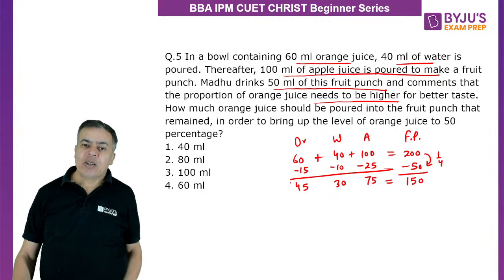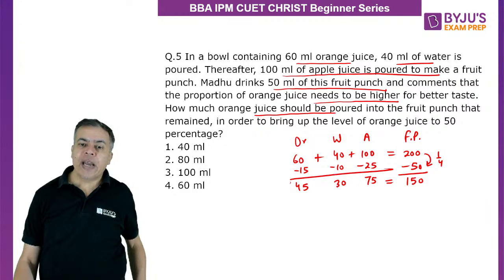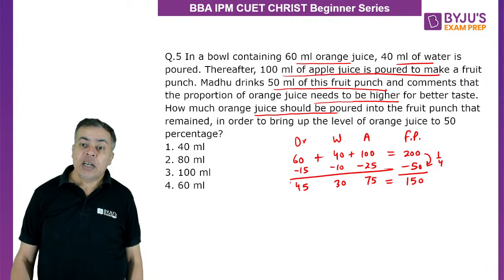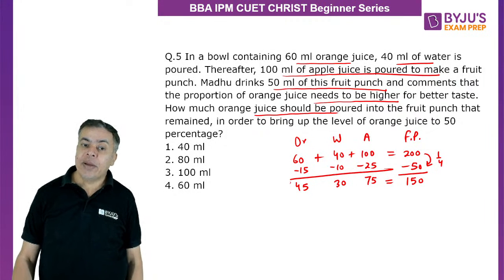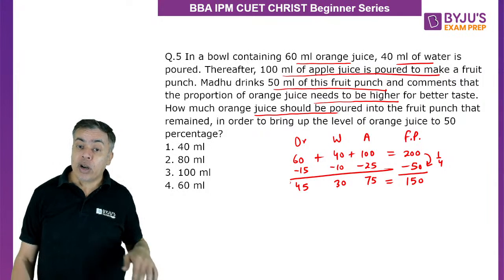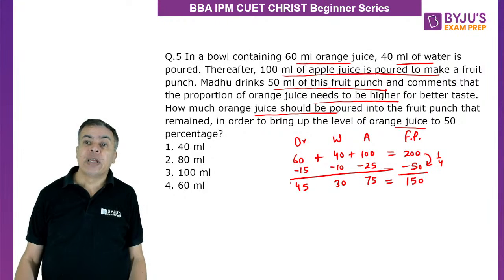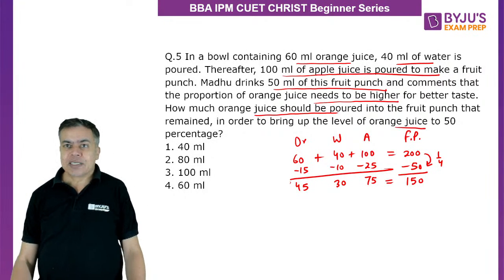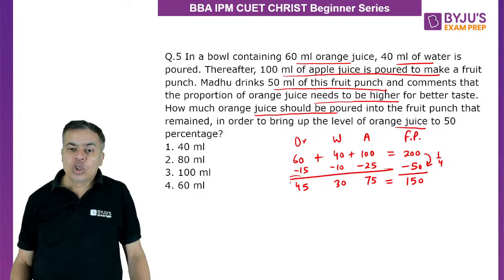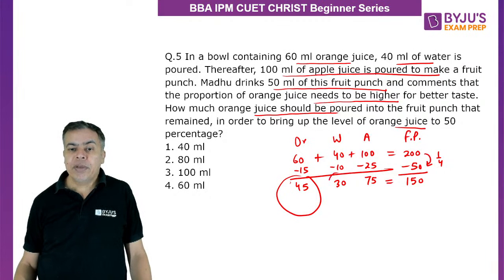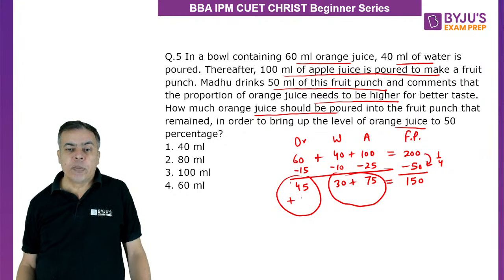Now the question is how much orange juice should be poured into the fruit punch that remained, in order to bring up the level of orange juice to 50%. What is 50%? When the total orange juice becomes equal to the other half, which is 105. So orange also should become 105. So you should add 60 ml.